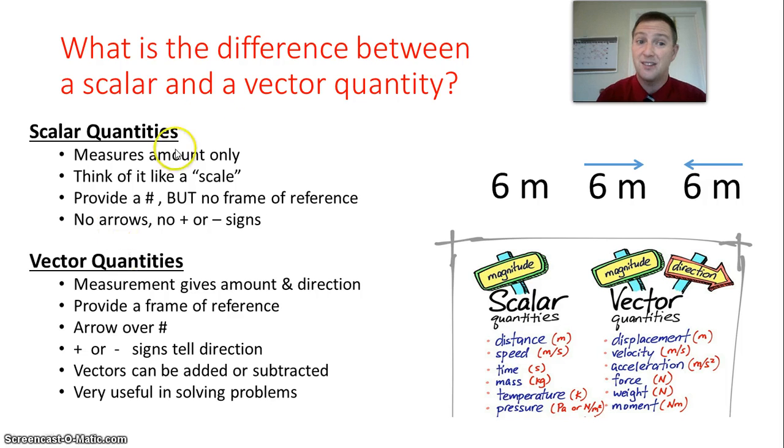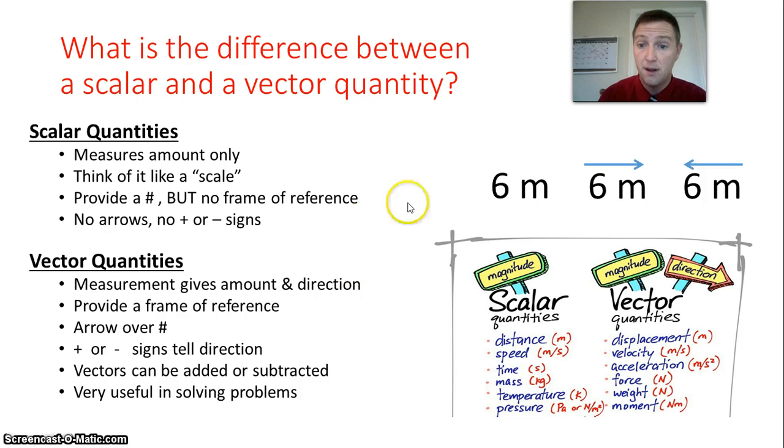Now, you think of scalar like a scale. It weighs something. It gives you the amount only. The book uses the word magnitude. So it gives me a number, but you don't have a frame of reference. There's no arrows, no positive or negative signs. So a scalar quantity is just a number.